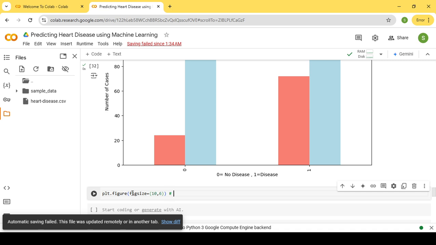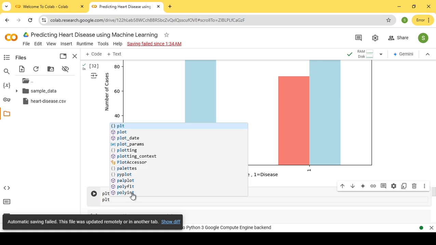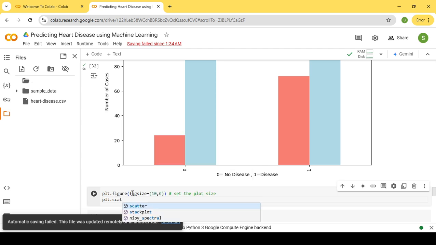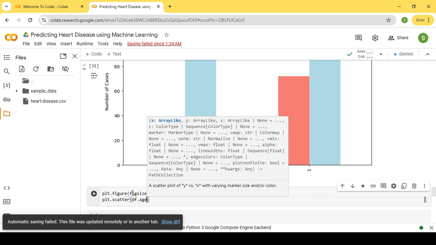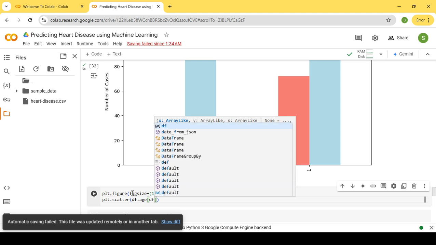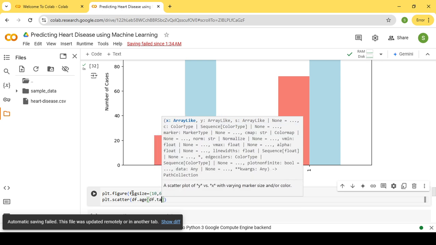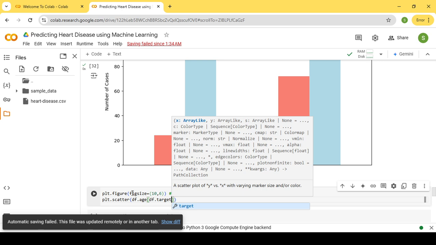Let's add some comments to this. So, set the plot size. We're going to use some scatter plot functionalities, so let's use that. Scatter. We'll use our data frame to use the age specifically from the data frame, where target is equal to 1.